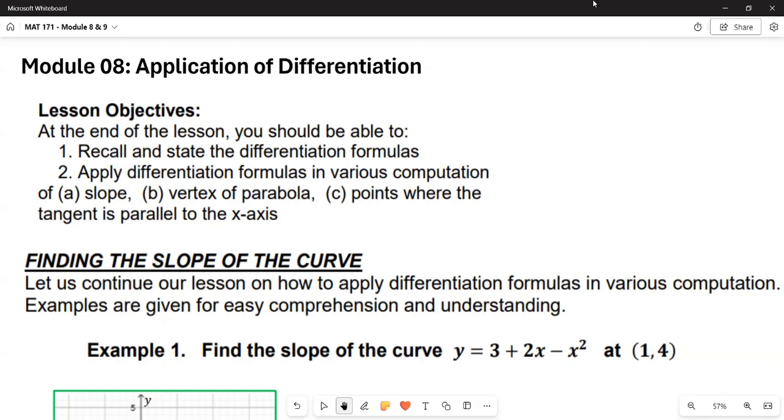Next is for us to be able to apply differentiation formulas in various computation of slope, vertex of parabola, points where the tangent is parallel to the x-axis. So in this module, ang mga i-discuss natin is yung pagko-compute ng slope ng curve, yung vertex ng parabola, and yung pag-identify ng points na kung saan yung tangent natin is parallel sa x-axis. Okay, so let's proceed to our first part of our module, which is finding the slope.